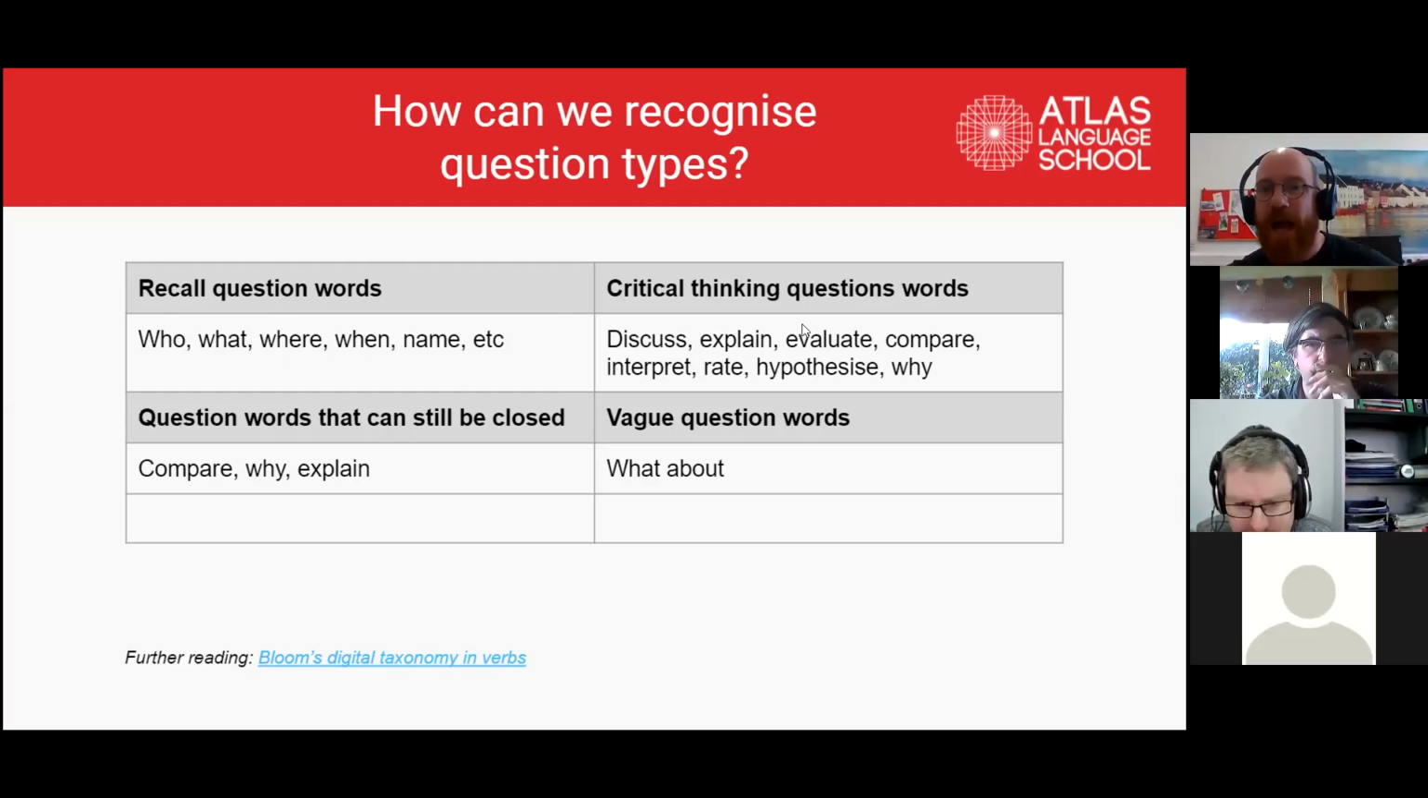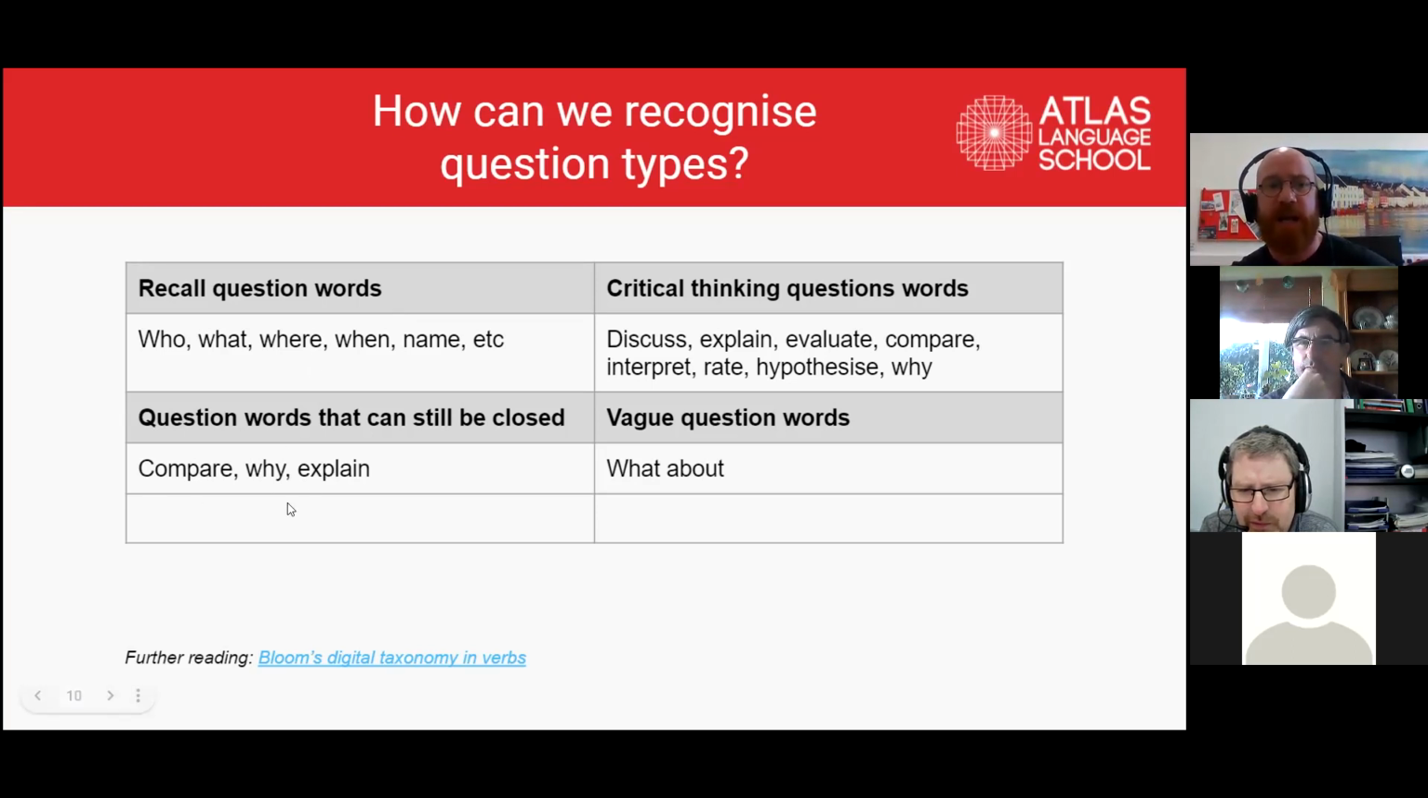And then with critical thinking question words, we have discuss, explain, evaluate, compare, interpret, rate, hypothesize. Would these require students to know more or less language? More. They have to be a bit more able. Does this mean that we shouldn't use these questions with lower levels? No, I definitely think you could use them at lower levels. You just change what your expectation is on the answer that you're going to get.